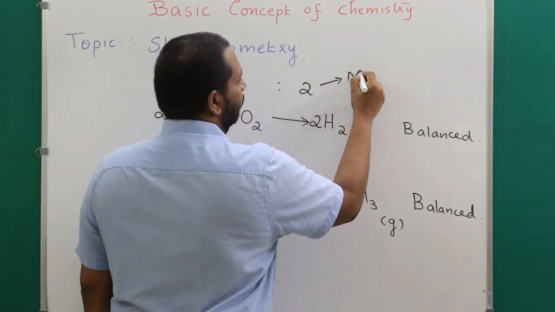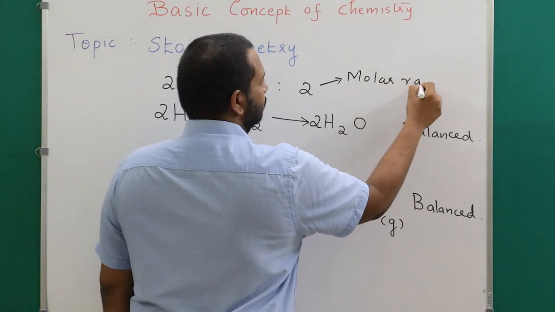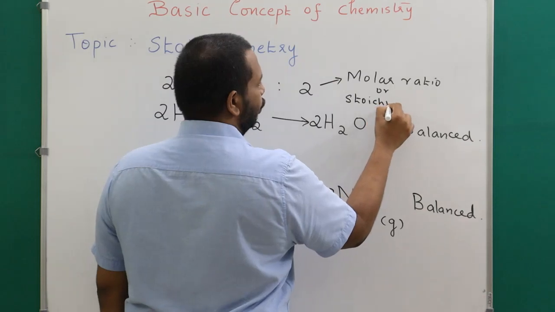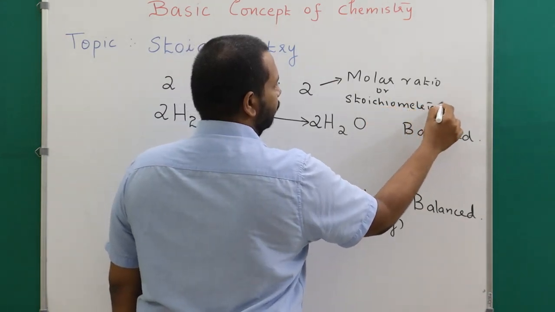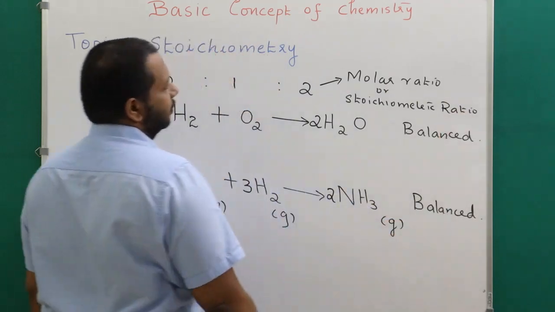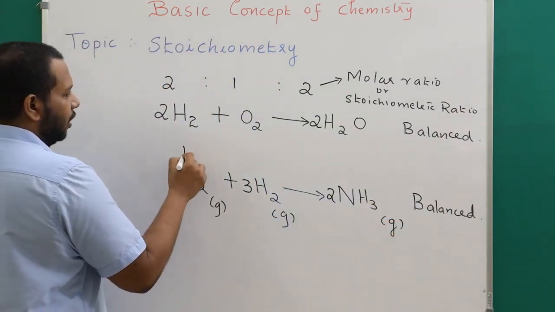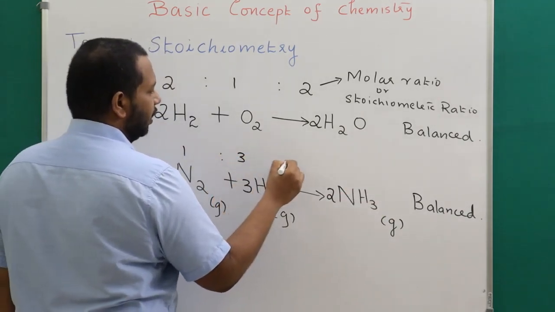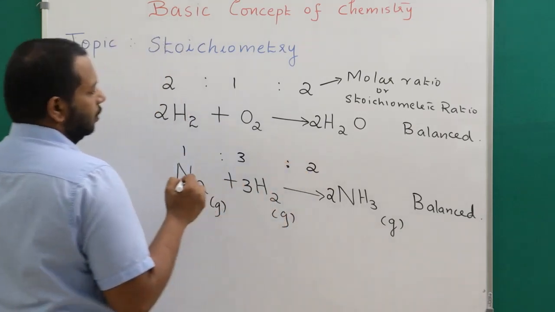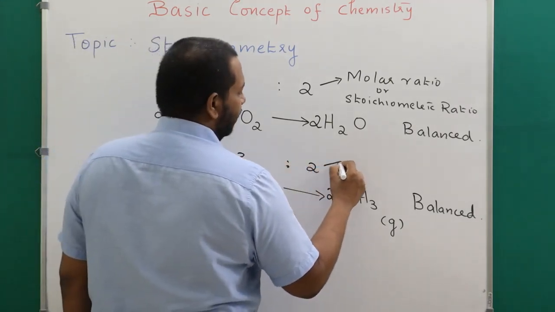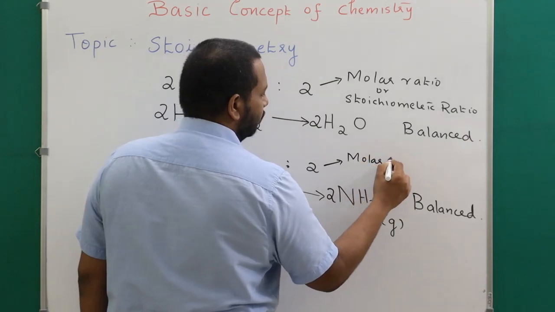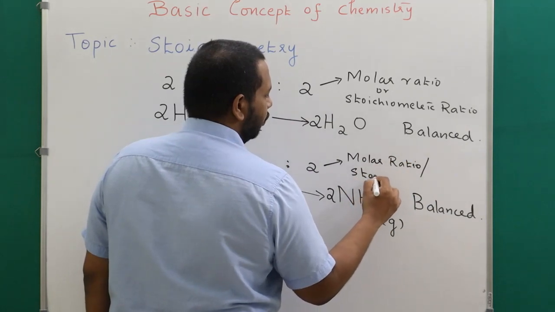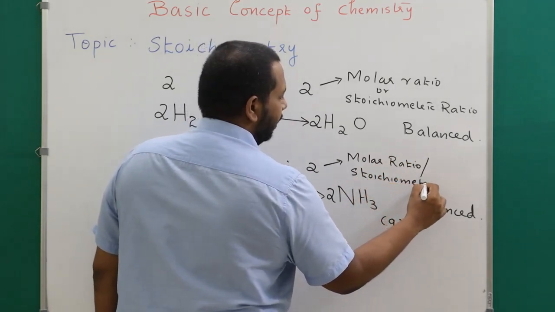This can be called the molar ratio, or I can say it as the stoichiometric ratio. Very important. Similarly, here also I can say 1 mole of nitrogen combining with 3 moles of hydrogen to form 2 moles of ammonia. So 1:3:2. Here also I can say this is my molar ratio, or it can be called the stoichiometric ratio.